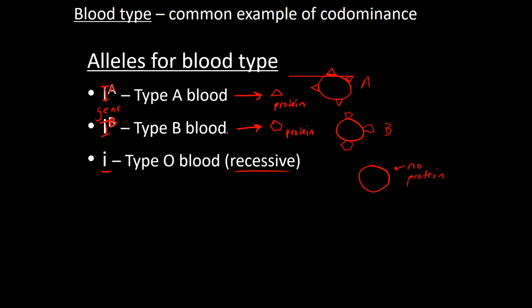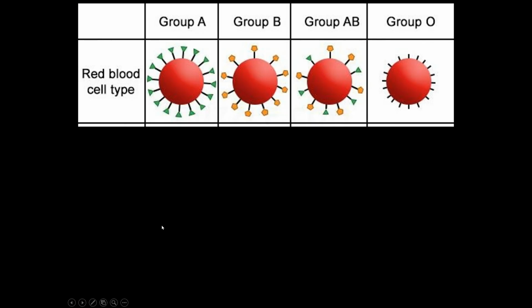See how I said that this makes that protein? Well, this makes nothing. It doesn't make a functional protein, so there's no protein that ends up on the surface here. While these two are codominant to each other, they are both dominant over the little i.